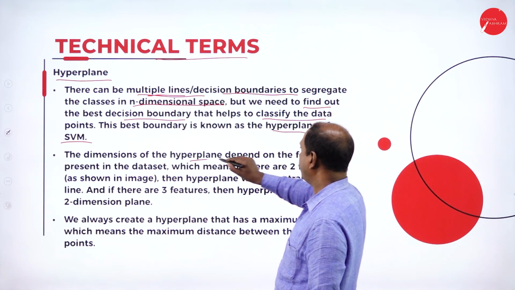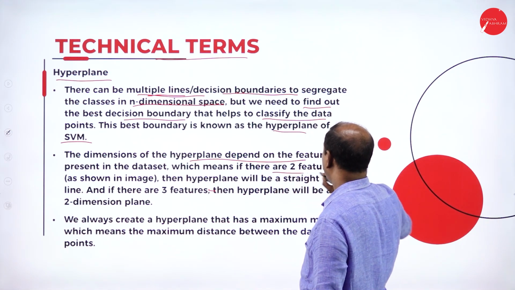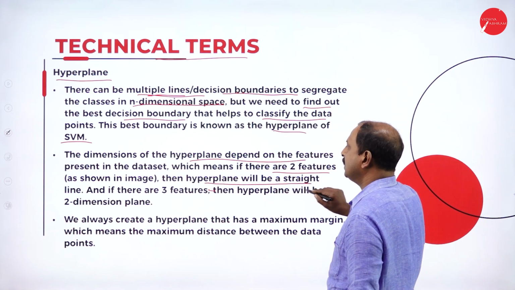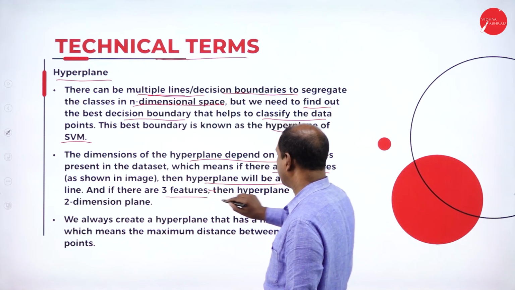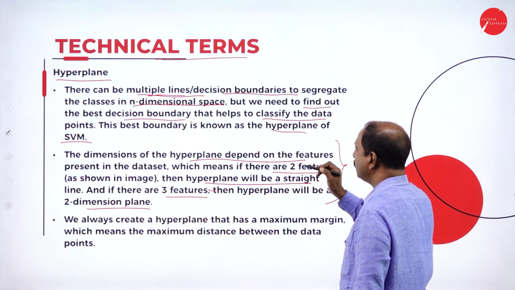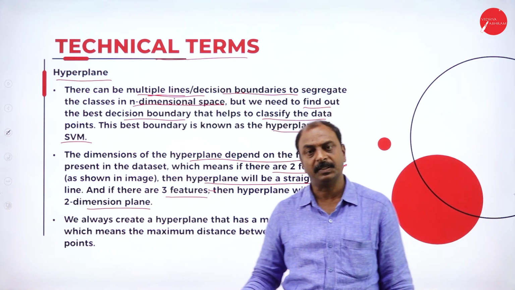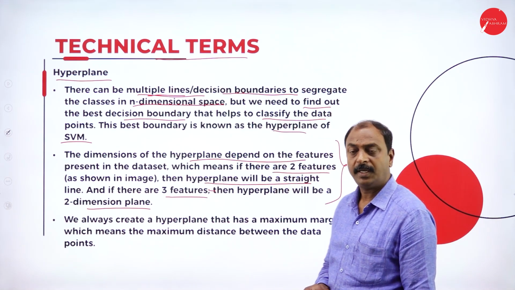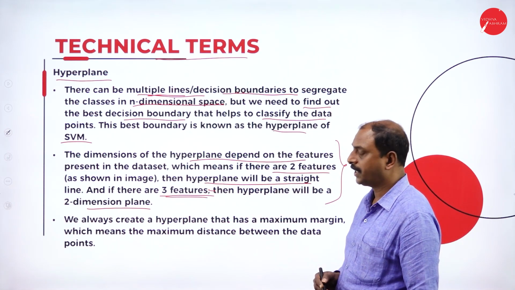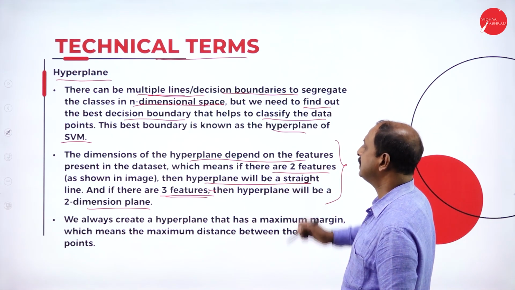Now the dimension of the hyperplane depends on the features present in the data set, which means if there are two features, as shown in the image, look at this diagram here, then the hyperplane will be a straight line, and if there are three features, then the hyperplane will be a two-dimensional plane. Again, the boundary depends on the dimension. If the space is two-dimensional, it is possible to work with a single boundary. But if the data set has three features or three dimensions, then we have to follow another algorithm. This is the meaning of this second point here.